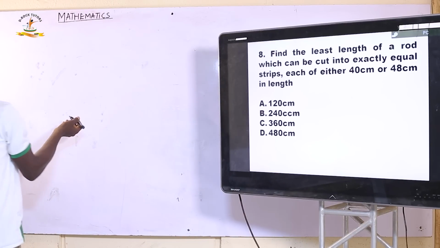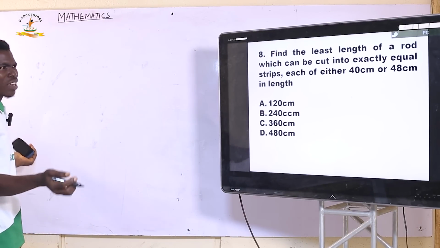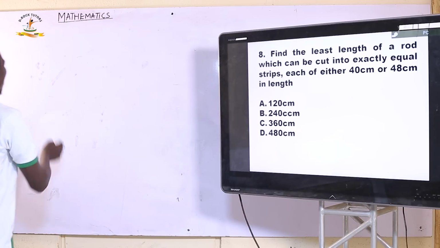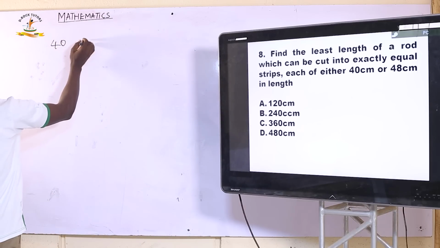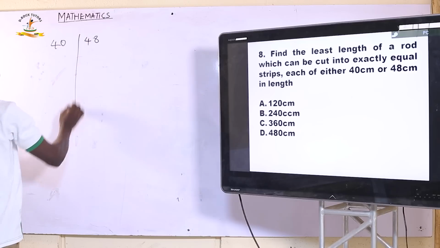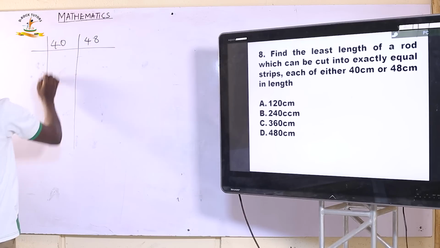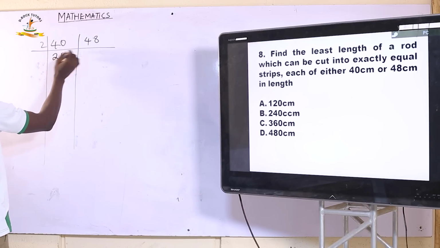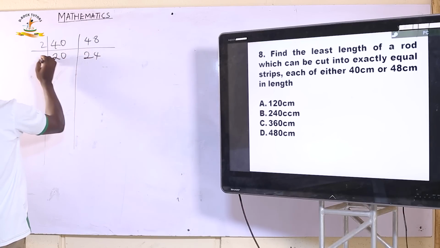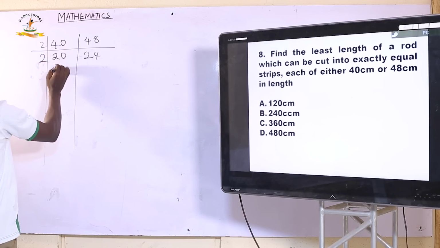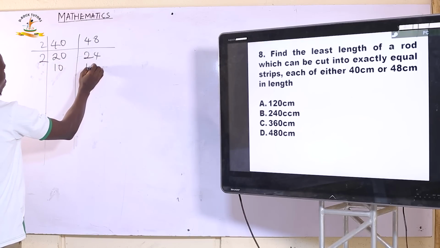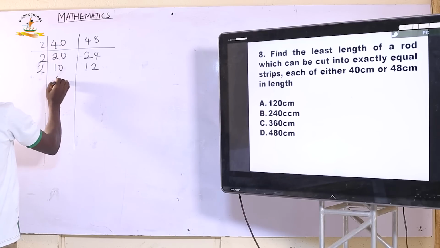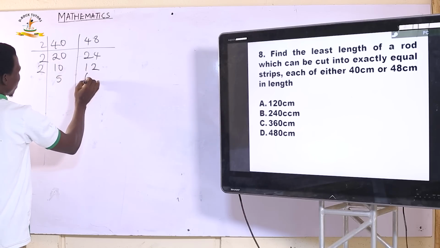So the question is just asking us for what? The LCM of 40 centimeter and 48 centimeter. So you know how you do it? 40, 48, and you are going to start with 2. 2 goes in 40 is 20, in 48 is 24. 2 again, 2 goes in 20 is 10, in 24 is 12. 2 again, 2 goes in 10 is what? Is 5, in 12 is 6.